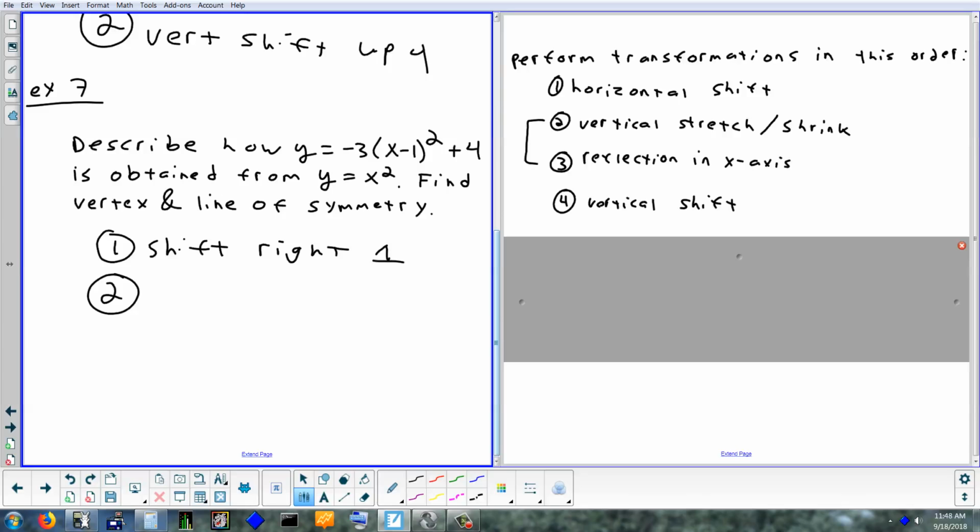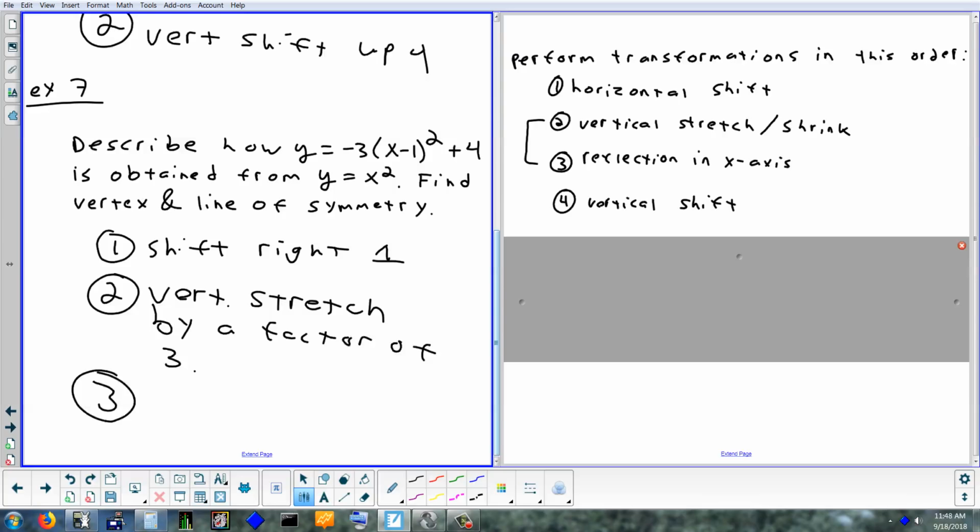Second thing. What's the second transformation that's going to happen? Well, Nathaniel? After shifting right 1, we're going to do the stretching or shrinking, so that's going to be multiplied by 3. Yeah, it's going to be a vertical stretch by a factor of 3. Third thing, do we have a reflection here?